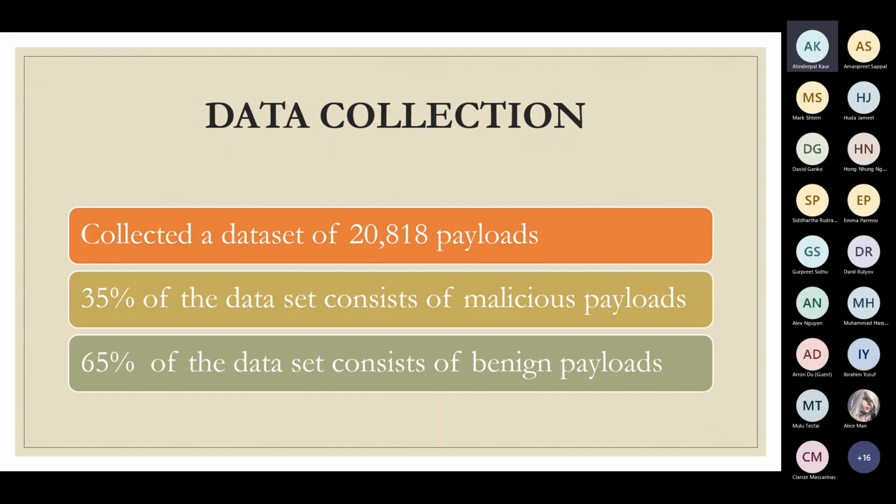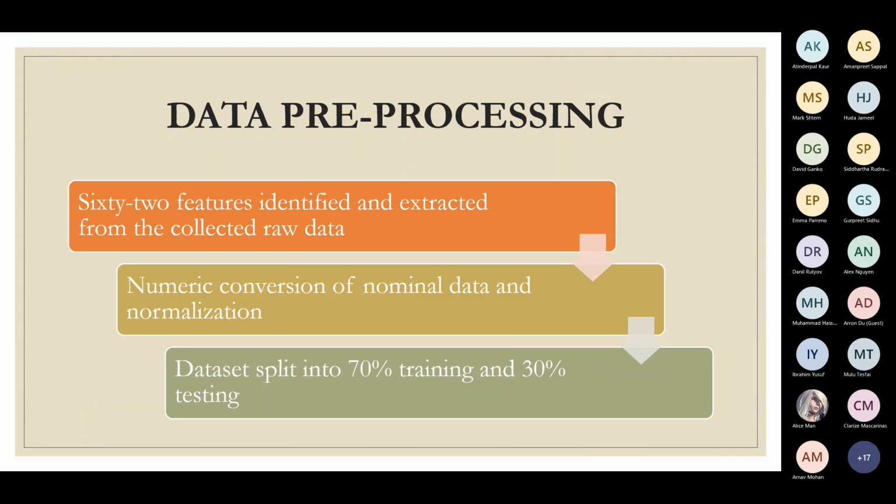So for data collection, the dataset we use to train our classifier is built using a list of payloads obtained from trusted sources. This dataset contains a list of 20,818 payloads, including URLs and plain text of malicious and benign contents. The malicious payloads cover 35% of the whole dataset, whereas the remaining 65% are benign.